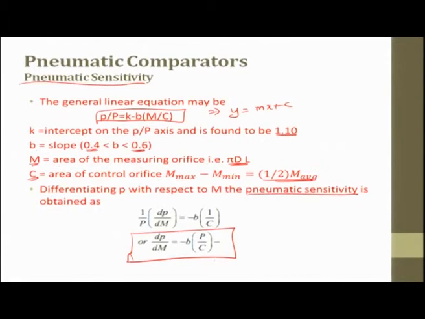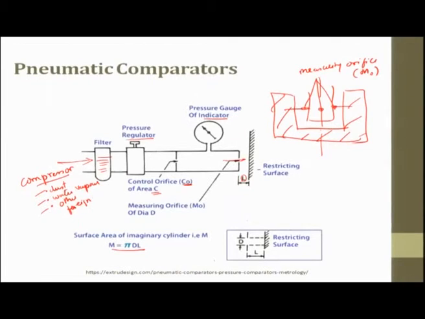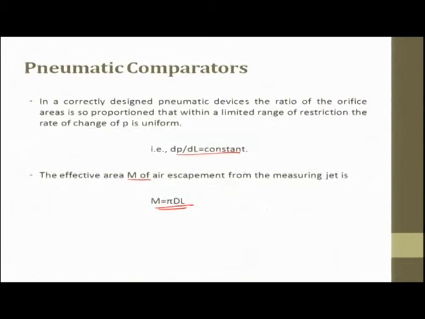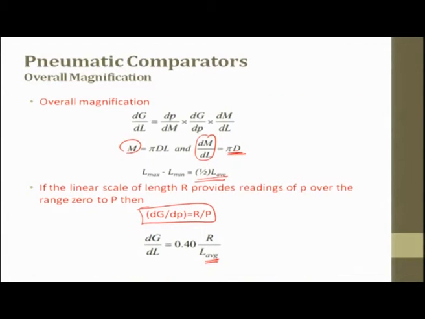And what is L? This is your L. Okay, this is your L. So, keep that in mind. This is your L, this is D. When we said pi dl, this is what is D and L. So, in the linear scale of length R, which provides the reading of P over the range of 0 to P, then dG by dP equal to R by P. So, after this magnification, this is what we try to get in this equation.